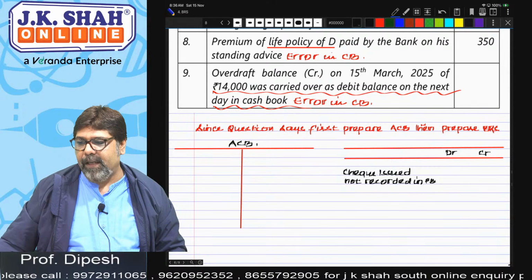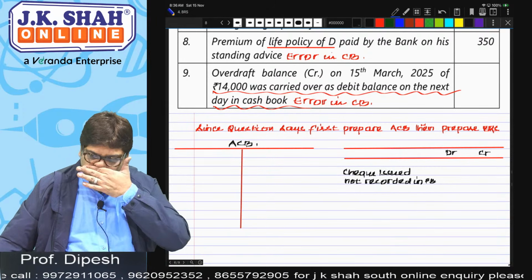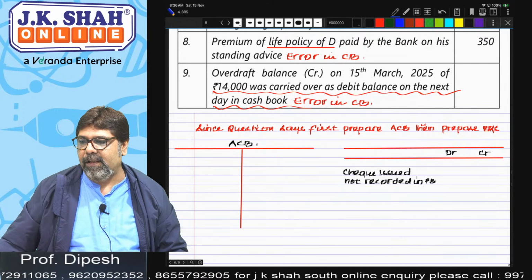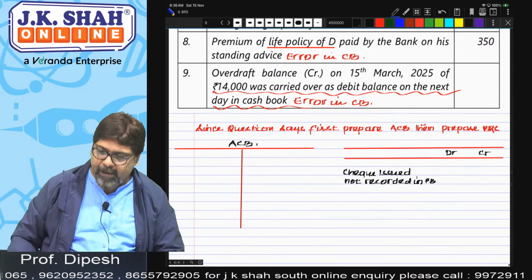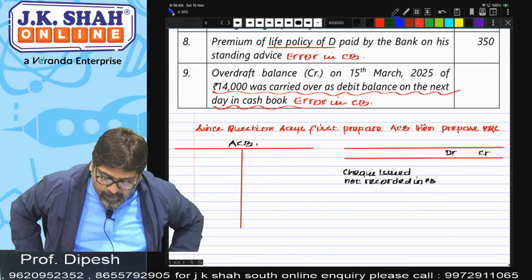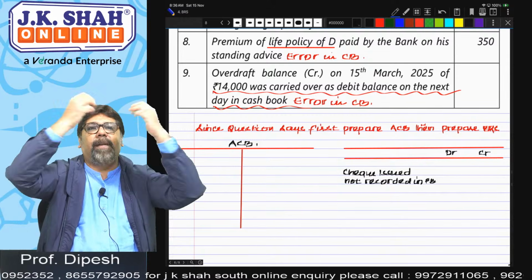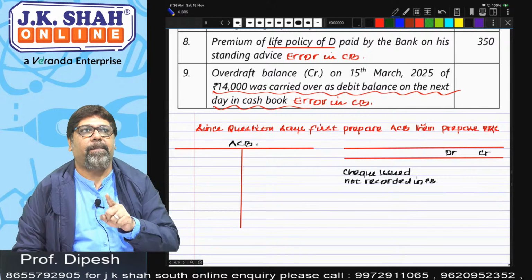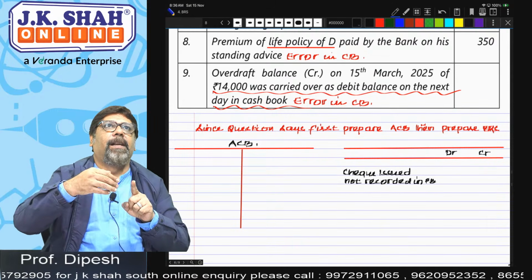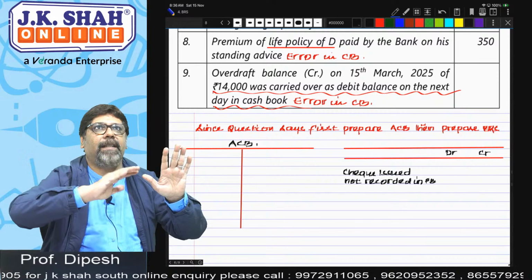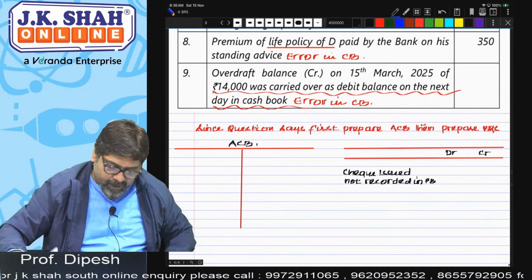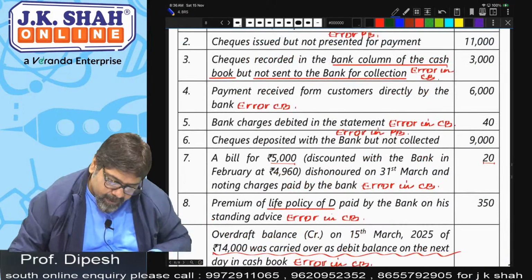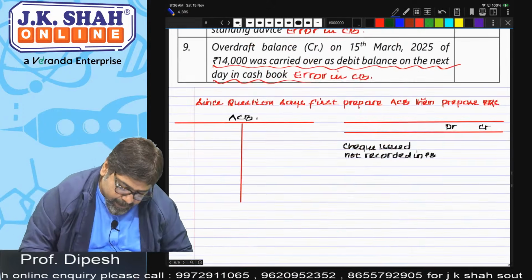Start with the amended cash book balance. Put down 14,000 on the debit side. Balance. Correct. Nisha: Sir, can you explain that? I'll explain all the adjustments, don't worry. Checks issued but not recorded in passbook means what? In the passbook, receipts are on the credit side and payments on the debit side. A check issued is a payment, so it will be recorded on the debit side. How much? 11,000.